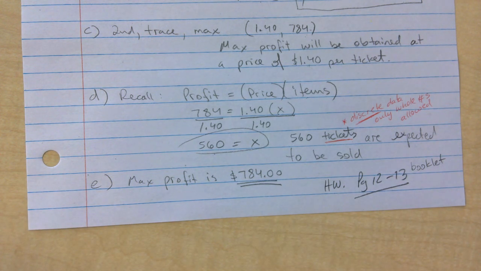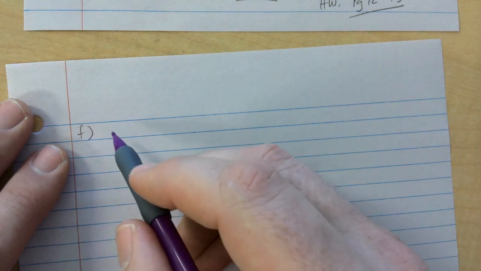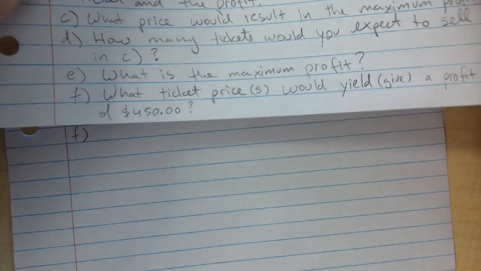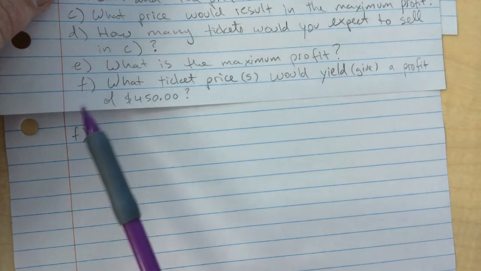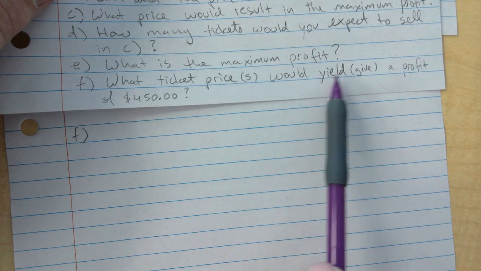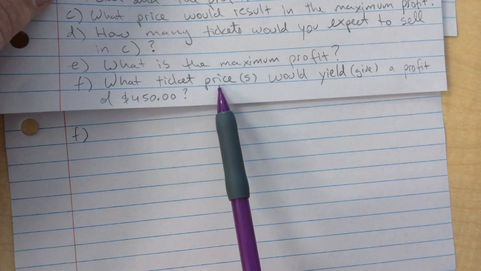Okay, let's answer the other questions. F. I'm going to answer F here. I'm going to actually have the question in front of you because this one is tricky. F is asking, what ticket price or prices would yield or give a profit of $450? What ticket price?